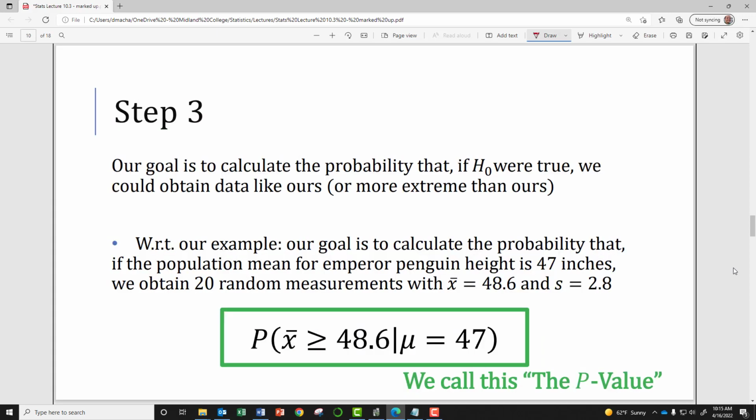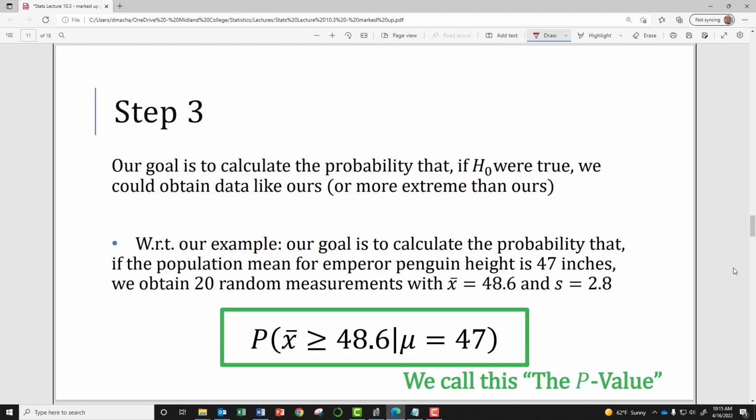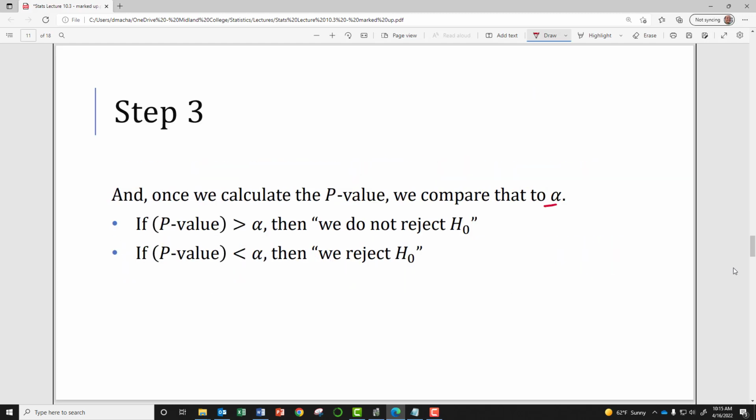We're going to call this the p-value when we find that probability. Whenever we calculate this p-value, we're going to compare that to the level of significance, which we use the Greek letter alpha to represent. If my p-value is less than alpha, then we can reject the null hypothesis, but if my p-value is greater than alpha, then we do not reject the null hypothesis.